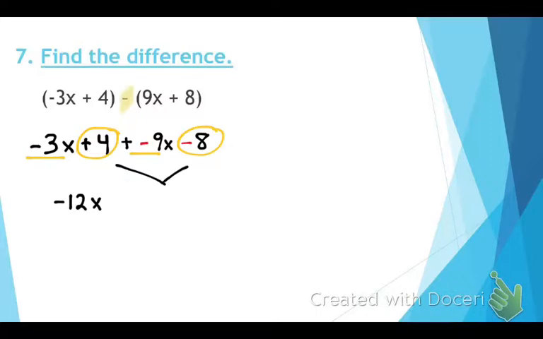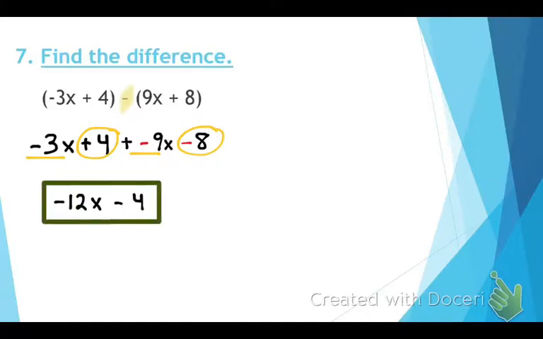Now, just the boys. What is 4 minus 8? Negative 4. Take the sign of the larger number, so the answer would be a negative 4. Remember, whenever you are finding the difference, these are those rules. Same sign, add and keep. Different signs, subtract and take.